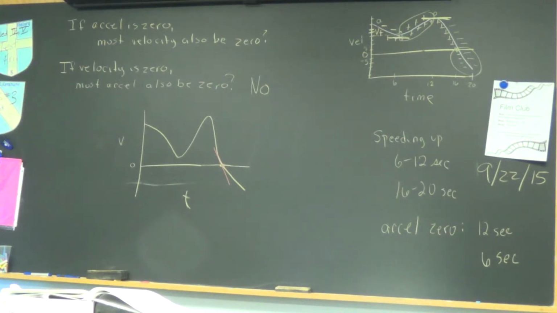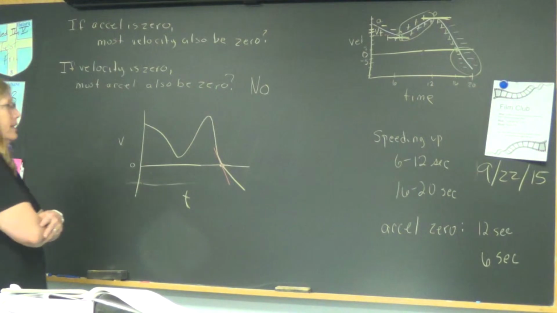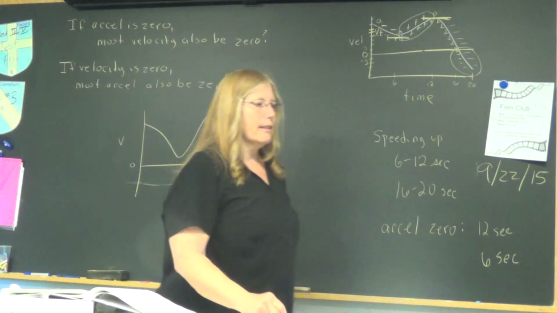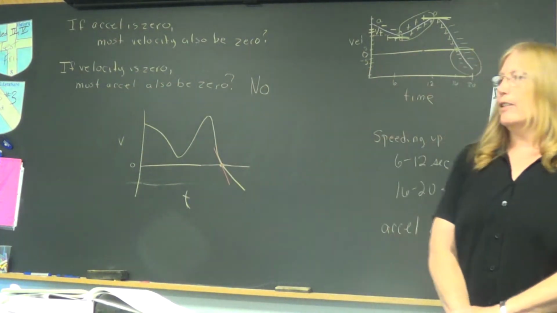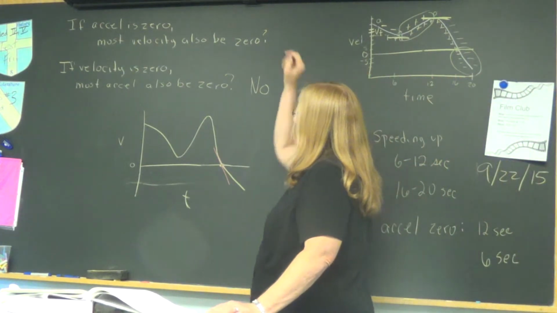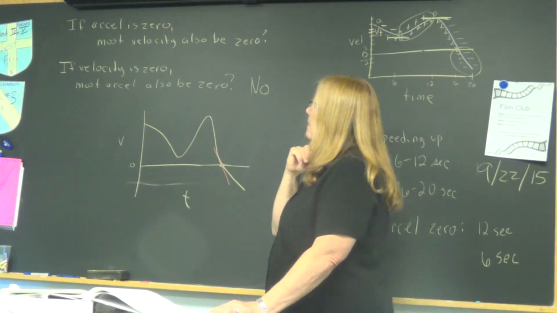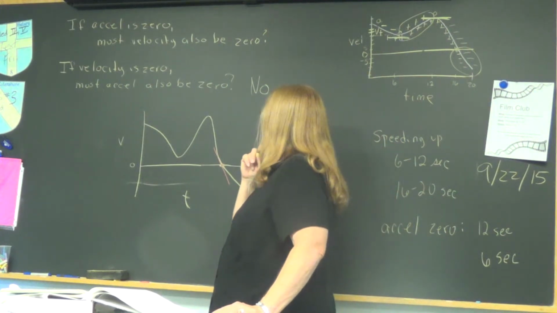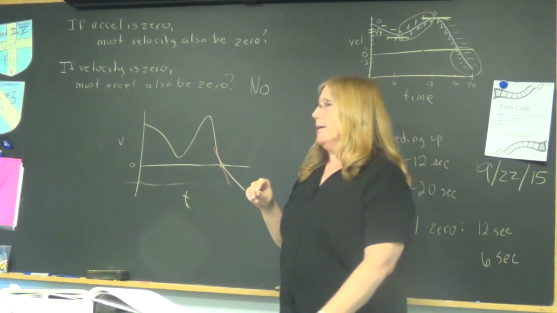Find a spot where the acceleration is 0, put your pencil there, and then tell me if the velocity is also 0. You lead us in that discussion, Brian, once you've written the question down and have figured out what you think the answer is. We're on this top. If acceleration is 0, must velocity also be 0? No. All right, and why?